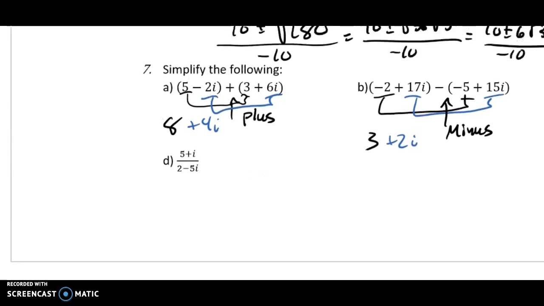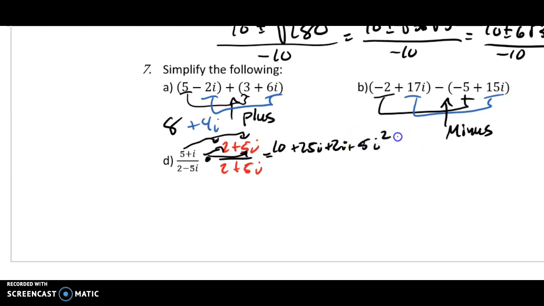D, we're going to be simplifying this. Again, we multiply by what we call the conjugate. So it'll be 2 plus 5i and 2 plus 5i. The interesting difference on this one is we're going to FOIL the top. So when we FOIL the top, first, outer, inner, last, we have 10 plus 25i plus 2i plus 5i squared. All over, and it's conjugates on the denominator, so you only need to do first and last on the conjugates.